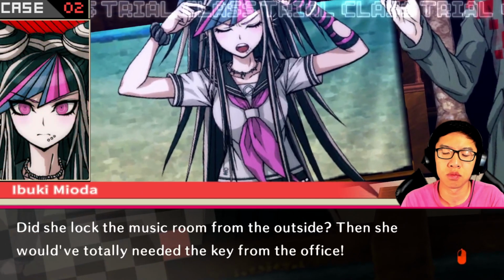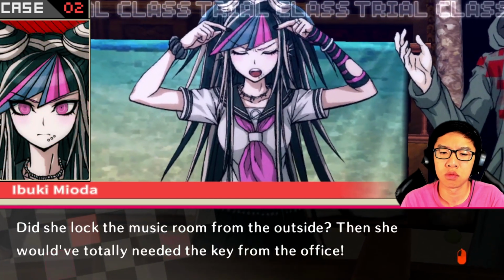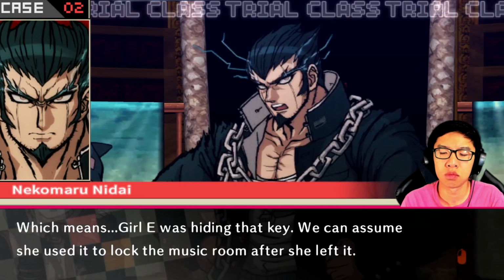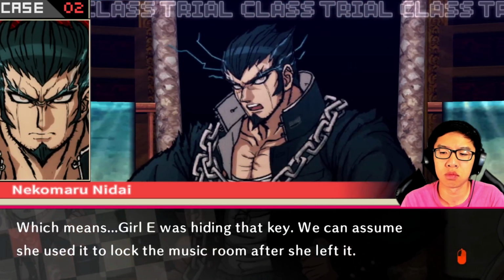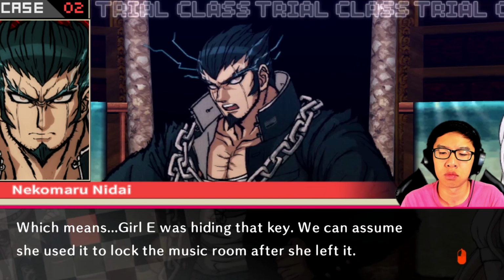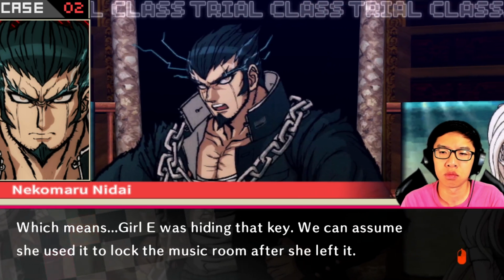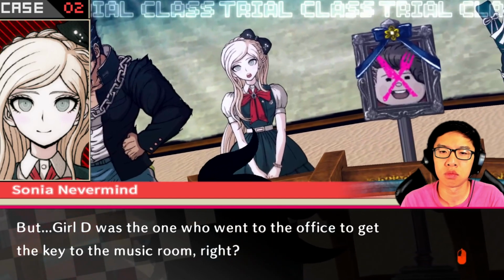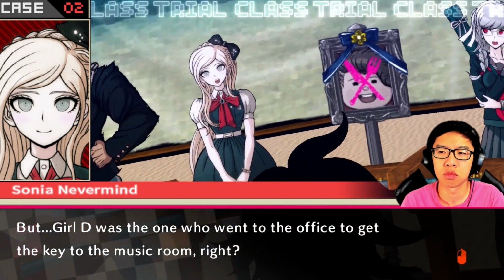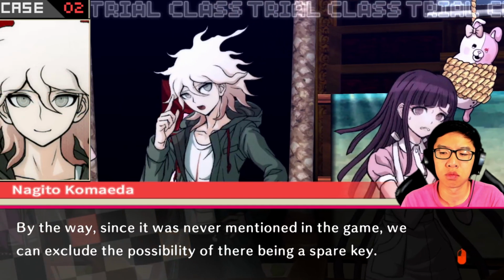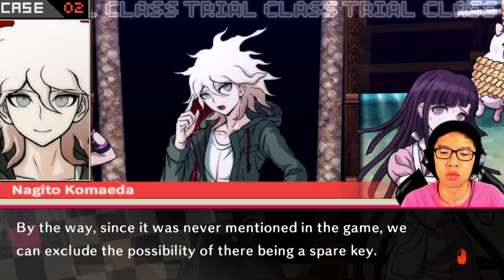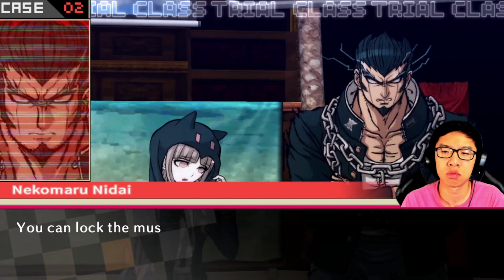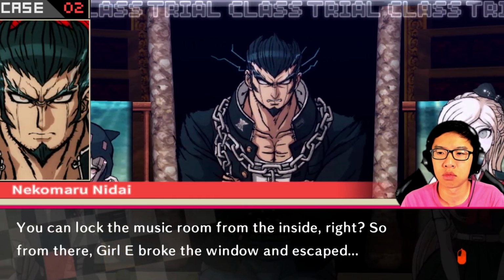Did she lock the music room from the outside? Then she would have totally needed the key from the office. Which means Girlie was hiding that key. We can assume she used it to lock the music room after she left it. But Girl D was the one who went to the office to get the key to the music room, right? By the way, since it was never mentioned in the game, we can exclude the possibility of there being a spare key. You can lock the music room from the inside, right?